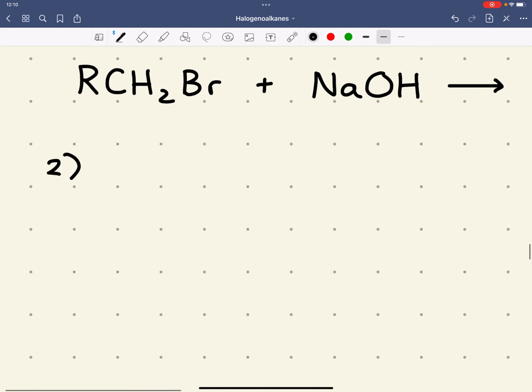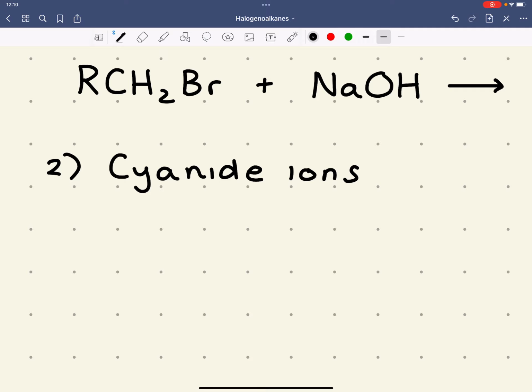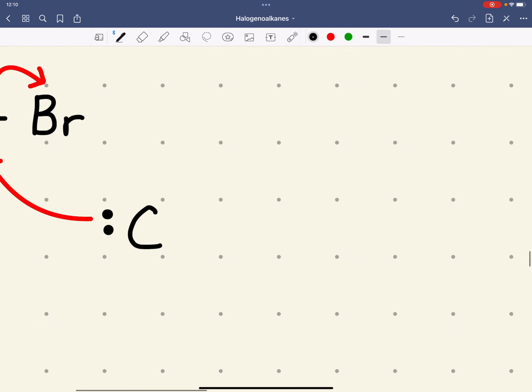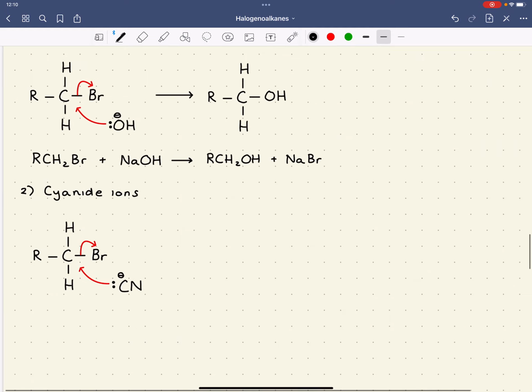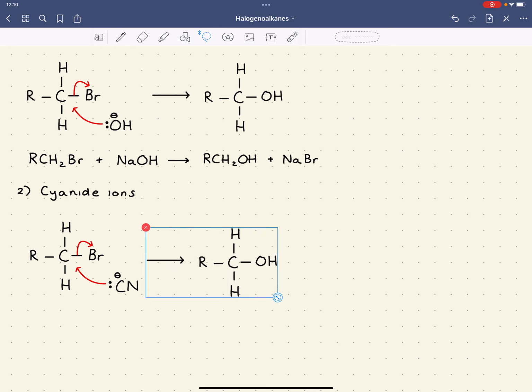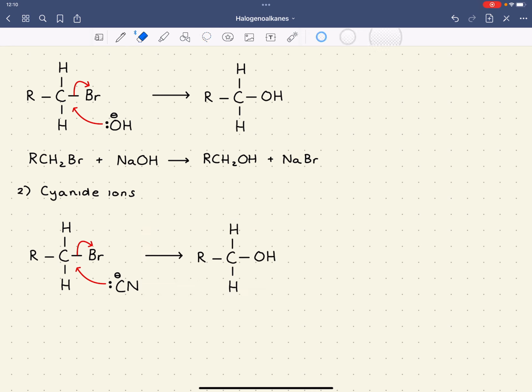The next is cyanide ions as a nucleophile. So again, we basically get exactly the same. And just to show you, we can just copy and paste this in, and instead of putting hydroxide ions, we can just put cyanide ions, and the mechanism is exactly the same. We get a similar product, but instead of an OH, we have a CN, and that is a nitrile. So that's the key there.